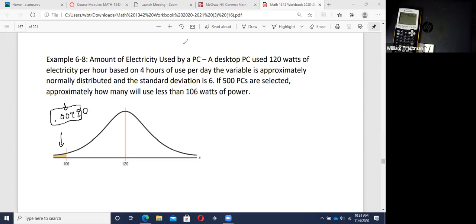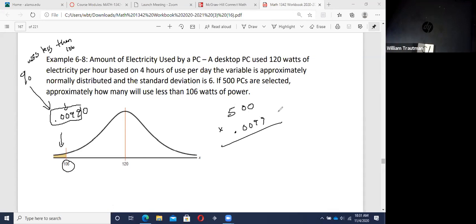So we already know this is the percentage. The answer we got is the percent that uses less than 106. There's the 106. So what we have to do is take 500 PCs and multiply that by the percentage, 0.0099. 500 times 0.0099, and we get 4.95. When you round that up to the nearest whole number, because they're asking how many PCs will use less than 106, PCs are whole numbers. So the answer to this problem is 5. 5 PCs, 5 out of the 500, about 1% of them, will use less than 106 watts.